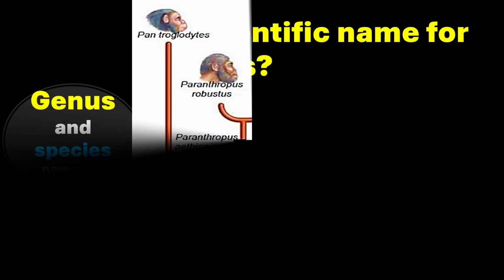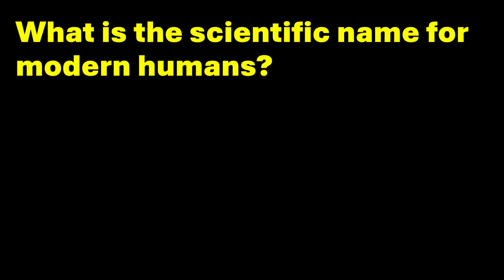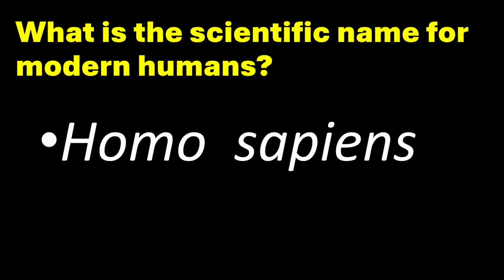Okay, so what is the scientific name for modern humans? This is what you need to know. Simple answer. Humans are called Homo sapiens. That is the name for all humans, black or white, Indian, Chinese, tall, short. If the person is human, his or her scientific name is Homo sapiens.